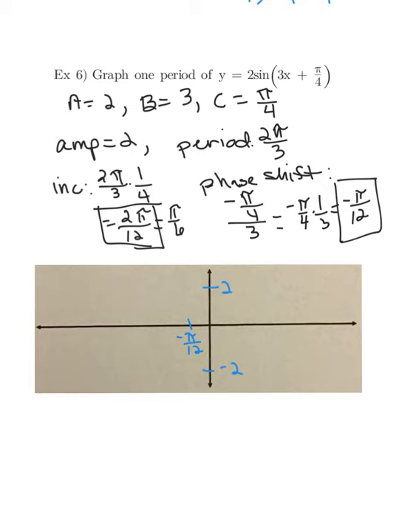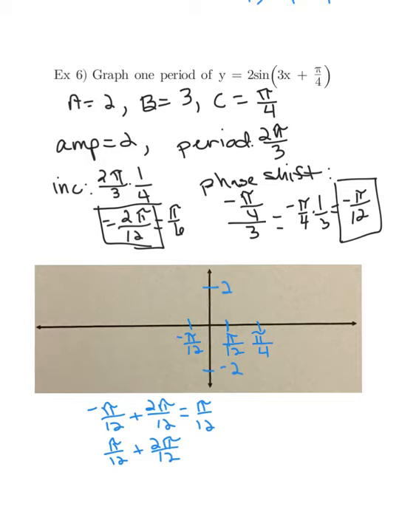Now to find the rest of our marks, we are going to add 2 pi over 12 to that. Negative pi over 12 plus 2 pi over 12. Think about that. Negative pi over 12 plus 2 pi over 12 is going to give me positive 1 pi over 12. So our second label will be positive pi over 12. Now do positive pi over 12 plus 2 pi over 12. That's going to give you 3 pi over 12, which is pi over 4. If you want to write 3 pi over 12, I'm fine with that.